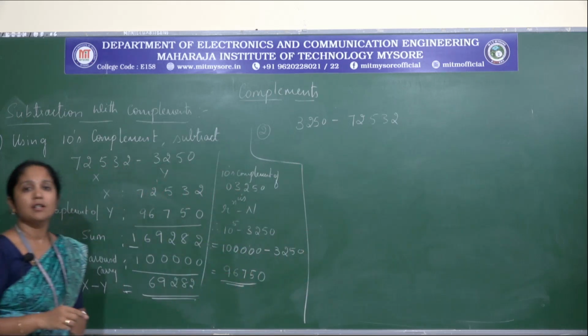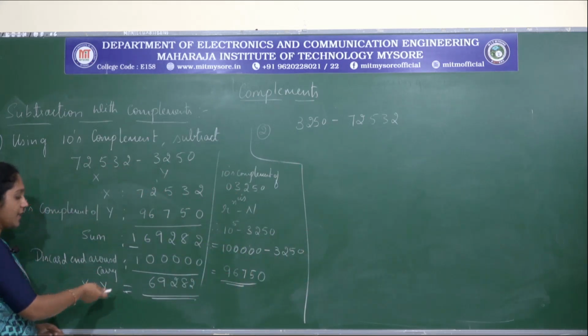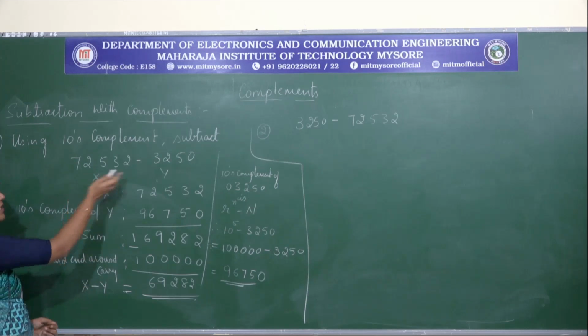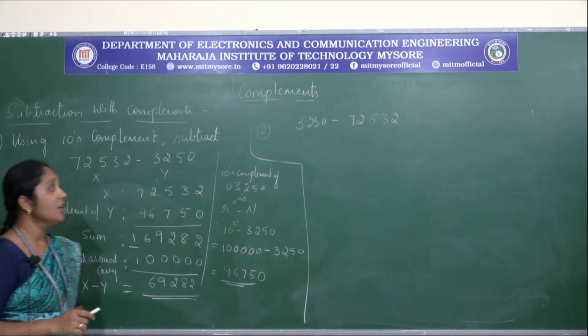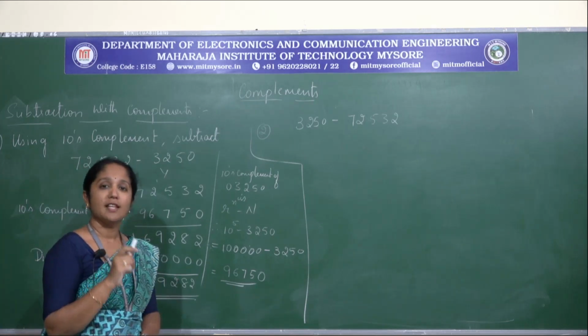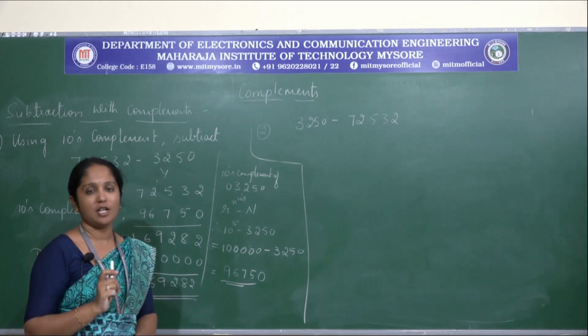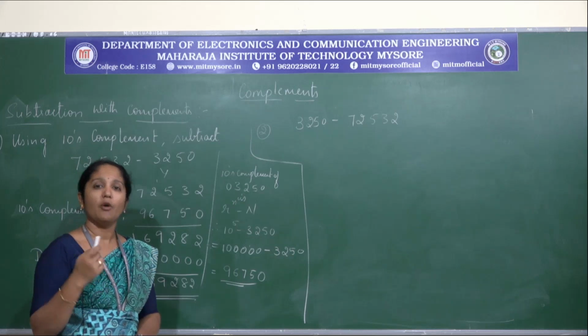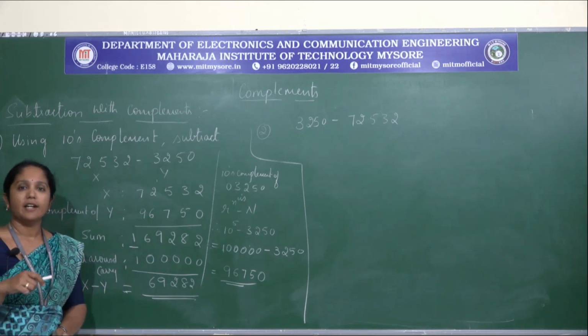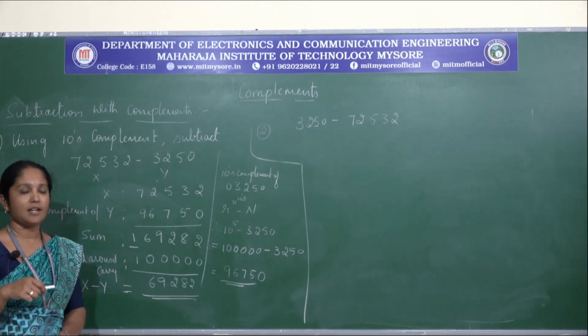Now let us see the next subtraction, that is y minus x. If this is x and this is y, I have considered y minus x because there we are going to get a negative result. So in tens complement, how will it be considered? That is what we are supposed to understand here.